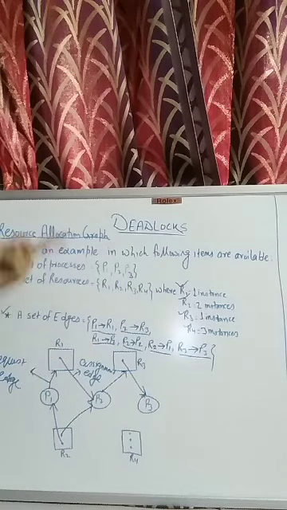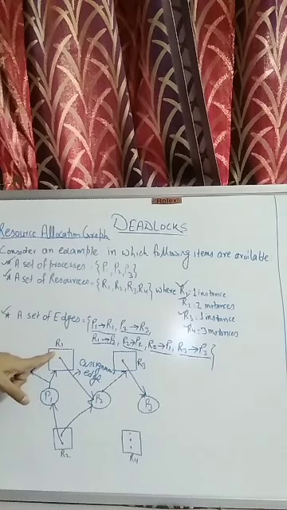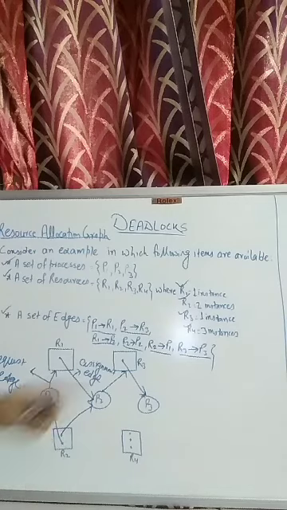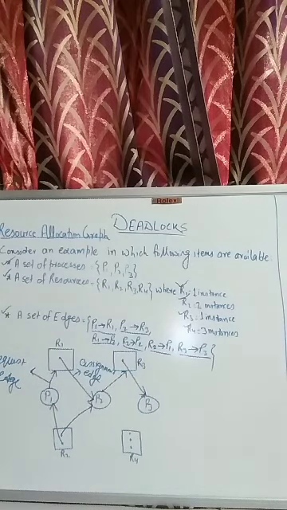So at the particular time, this is the state of the system in which P1 is requesting R1, P2 has one instance of R1 and one instance of R2, whereas P3 has one instance of R3 and P1 has one instance of R2, whereas P1 is requesting R1, P2 requesting R3. This is the state of the system.